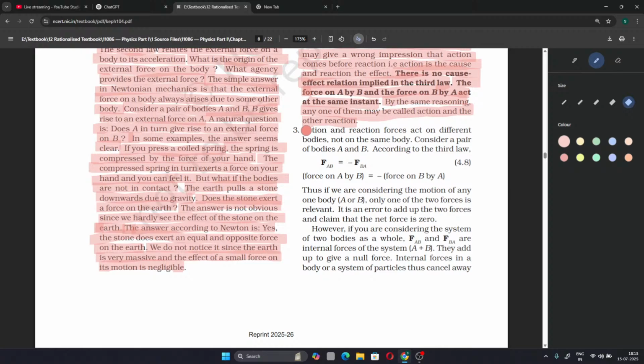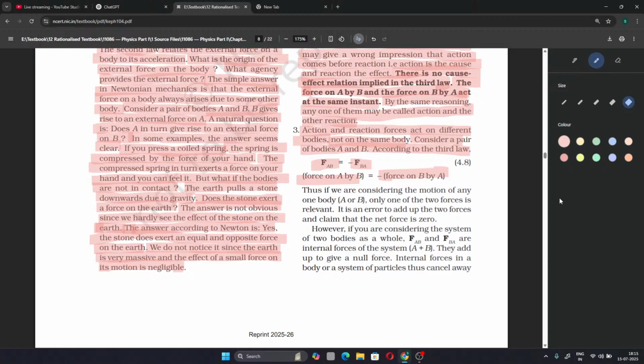The third point we are saying here is that action and reaction forces act on two different bodies, not the same body. Consider a pair of bodies A and B. According to the third law, the force on A by B is equal and opposite to the force on B by A. A very important point to be remembered here: action and reaction forces occur on two different bodies. It never occurs on a single body. We do not consider a single body and make it an action reaction pair. That is never the case.